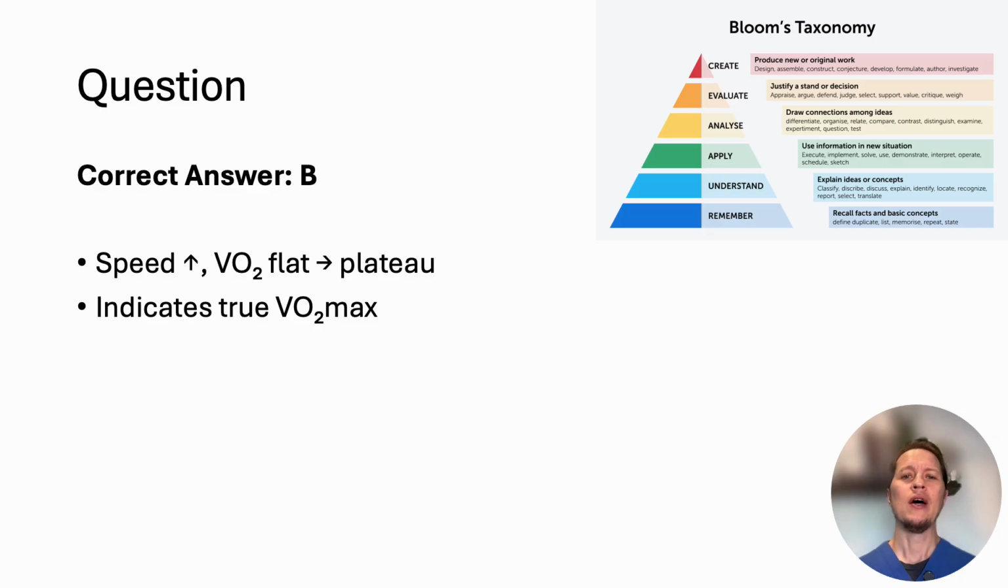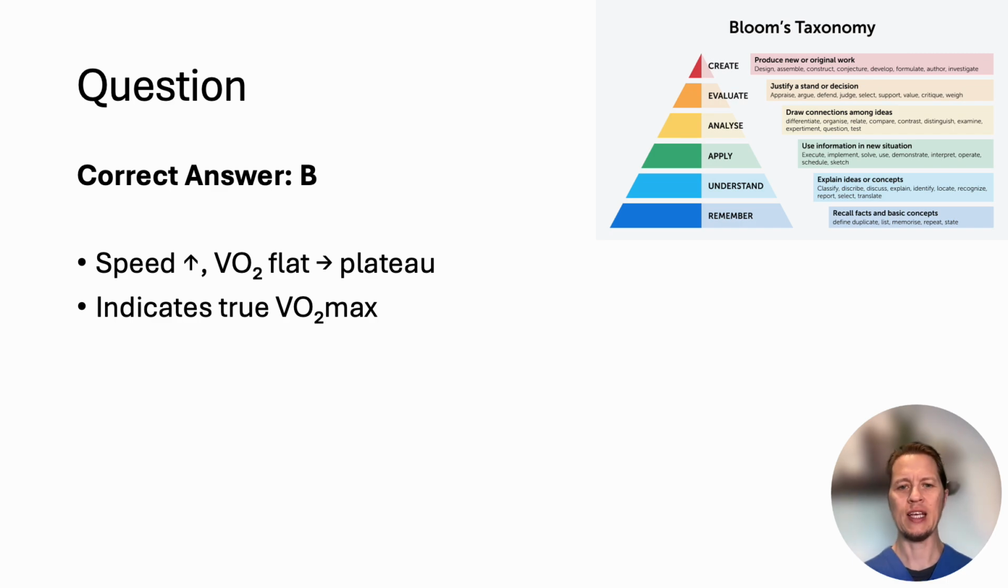The answer is not failure of your mitochondria. It's B. So a plateau, despite increasing workload, right, increasing the speed on your treadmill, is really the classic criterion for VO2 max. Even if your heart rate continues rising, recall that from one of the prior questions. This signals an absolute ceiling on oxygen delivery and use.